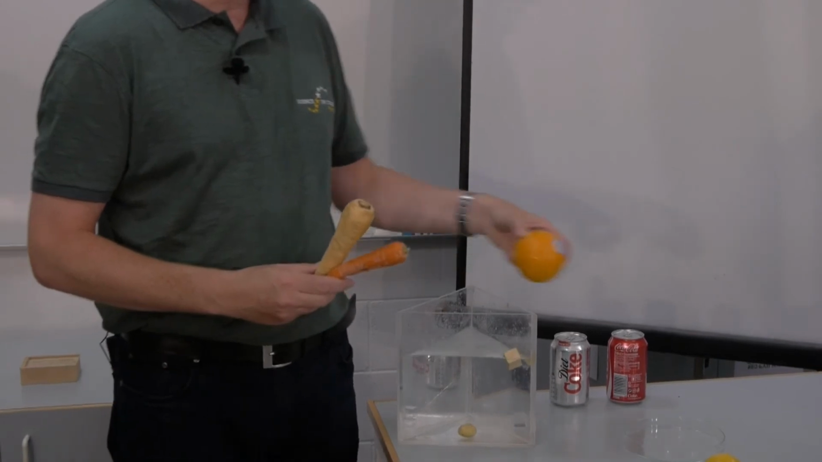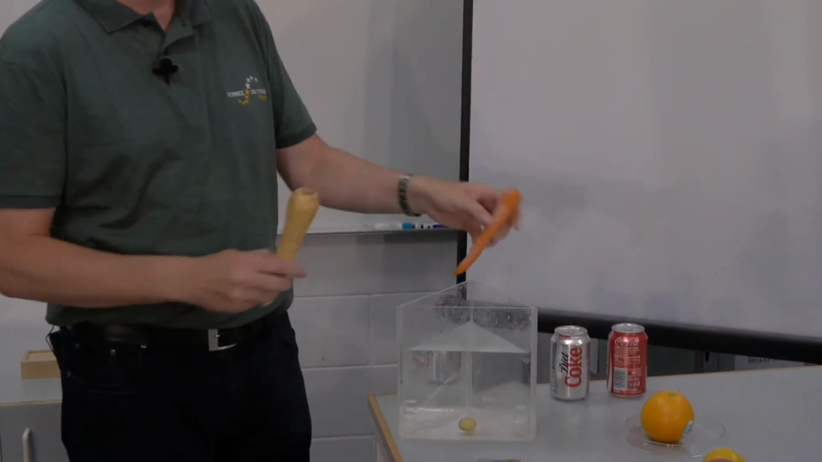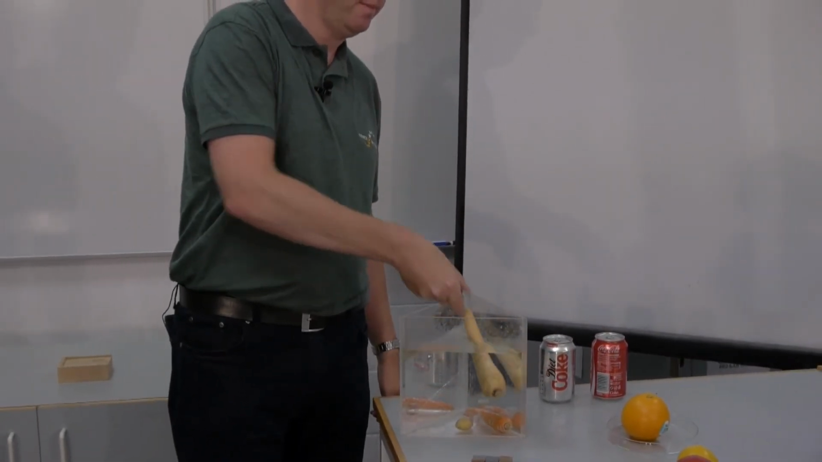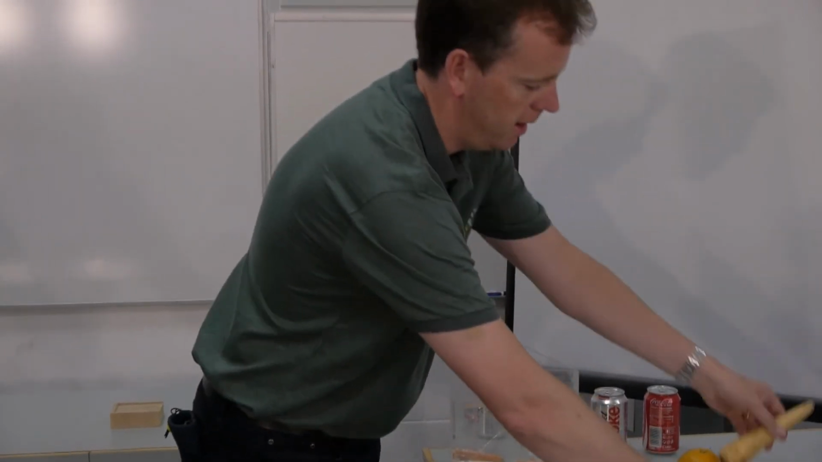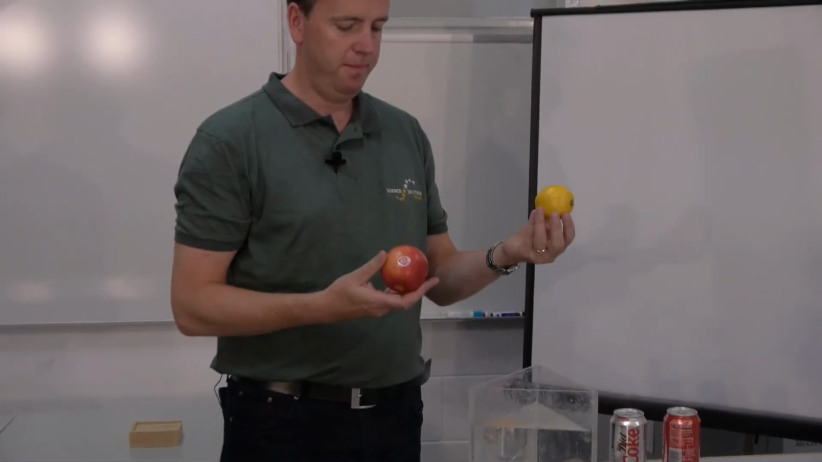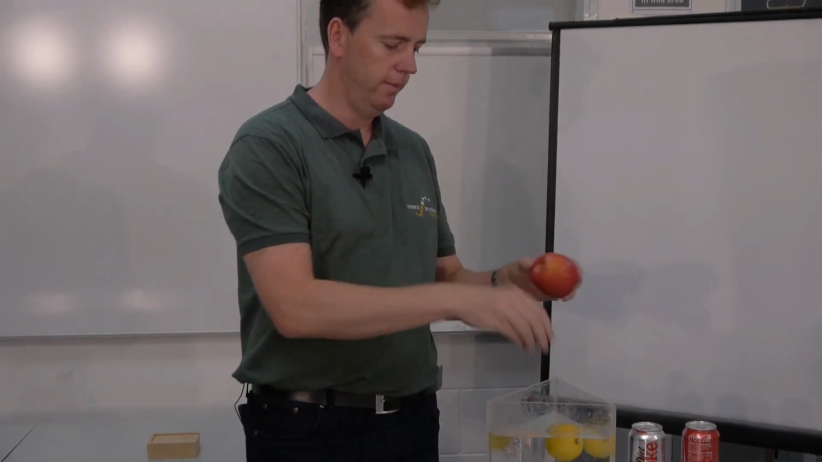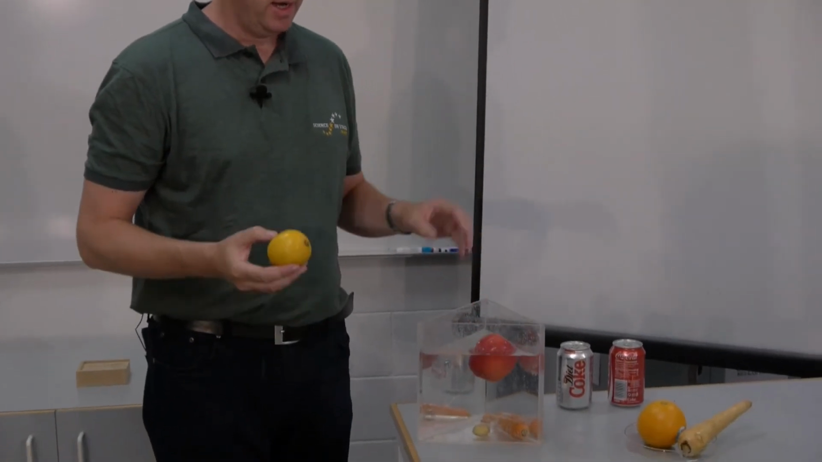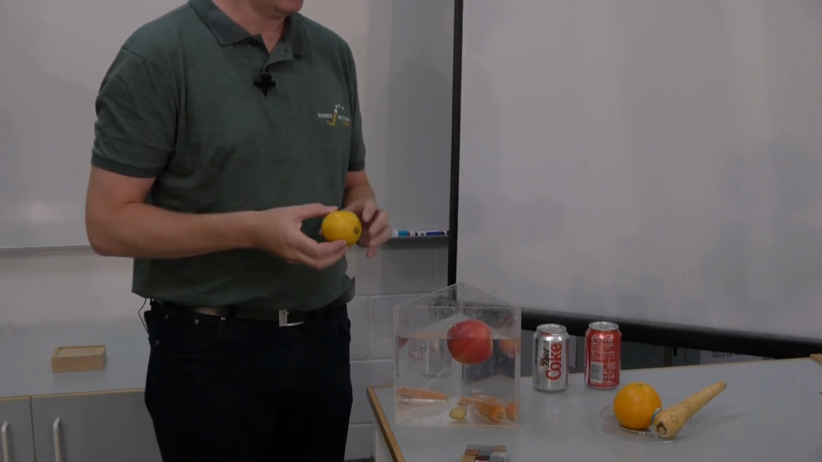If we do the same with a carrot and a parsnip, again, the parsnip will float. If we take the idea of a lemon and an apple, the whole idea is to try and get the students to think it's nothing to do with the physical size of the shape, but it's all to do with the density.